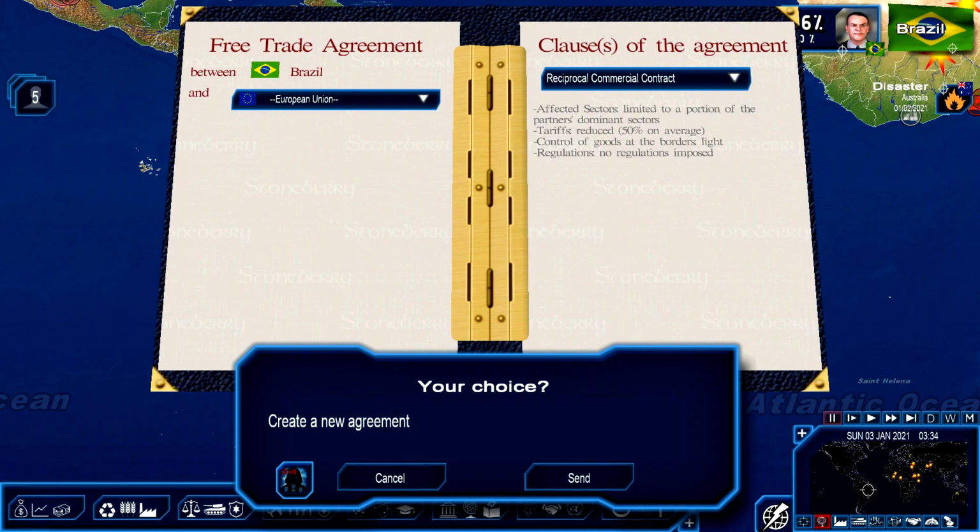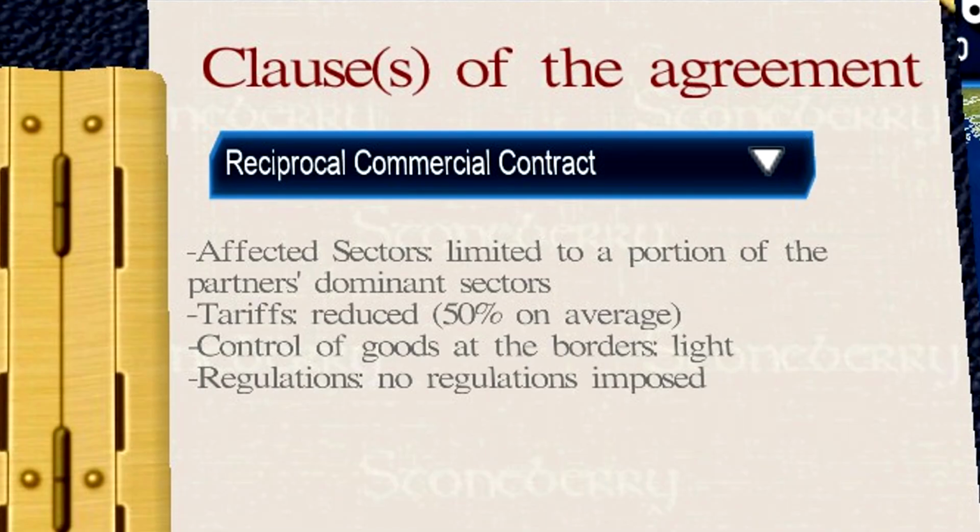Going on, the RCC is limited to a portion of these dominant sectors. Free trade agreements, in accordance with being free, also automatically lower tariffs between your nation and the target country. With the RCC, tariffs are reduced by 50% automatically as soon as it's signed. The terms of this agreement also deal with control of goods at the border. These restrictions are reduced, which means products from either country aren't as controlled as they are under no agreement. And then finally, there are no regulations under the RCC, but there will be under the next two FTAs.